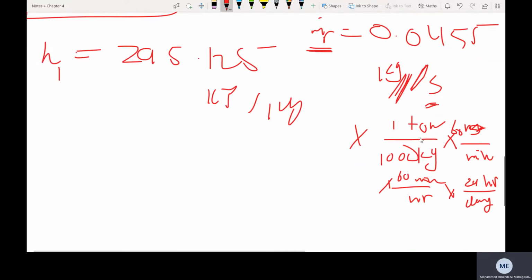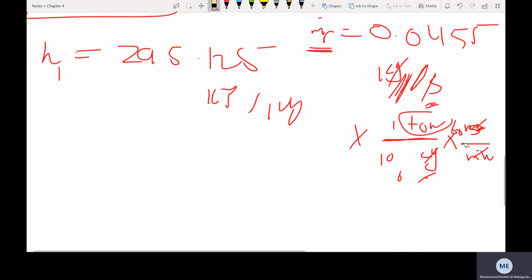So just remember, you only need to use these conversion factors, put everything together, and cancel out the units. Here kilogram will be canceled with kilogram, minutes with minutes, seconds with seconds, and hours with hours, and you are going to end up with ton over day. But that's if the question asks you to do it.